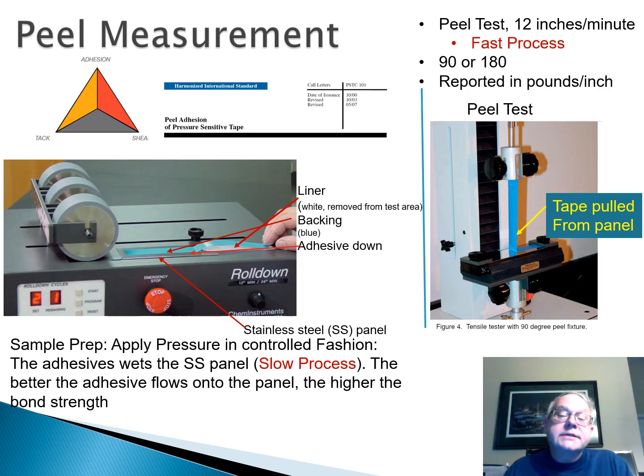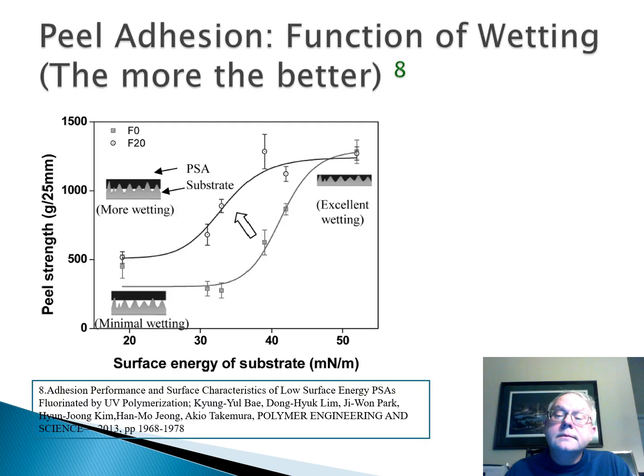So this is how you perform the testing. You apply the tape with a roller. After a specified time, you peel it in an Instron and you measure the force it takes to remove the adhesive from the surface. Again, the bonding is a slow process and the peeling is a fast process. So these types of measurements can be modeled because DMA can take modulus measurements at different frequencies. This is just to highlight the fact that if the adhesive can flow more, it will have excellent wetting or better intimate contact with the surface, which would yield higher peel.